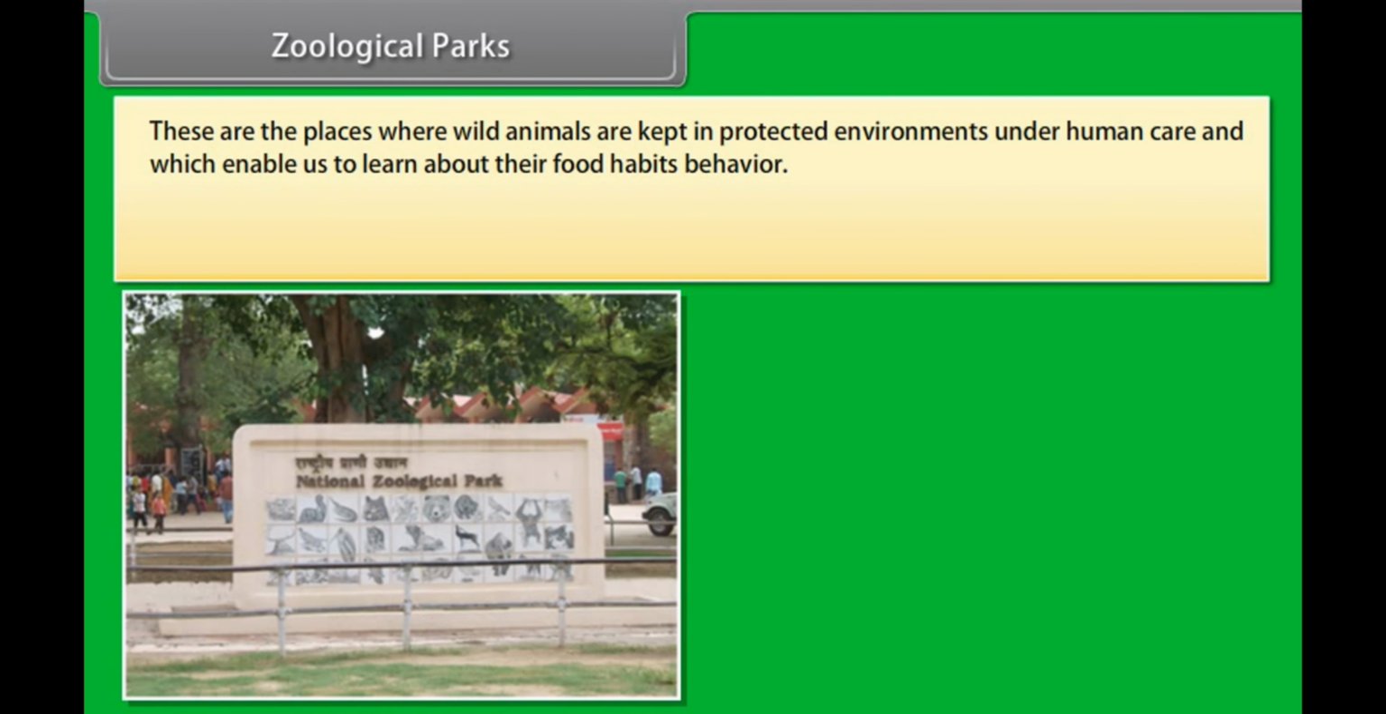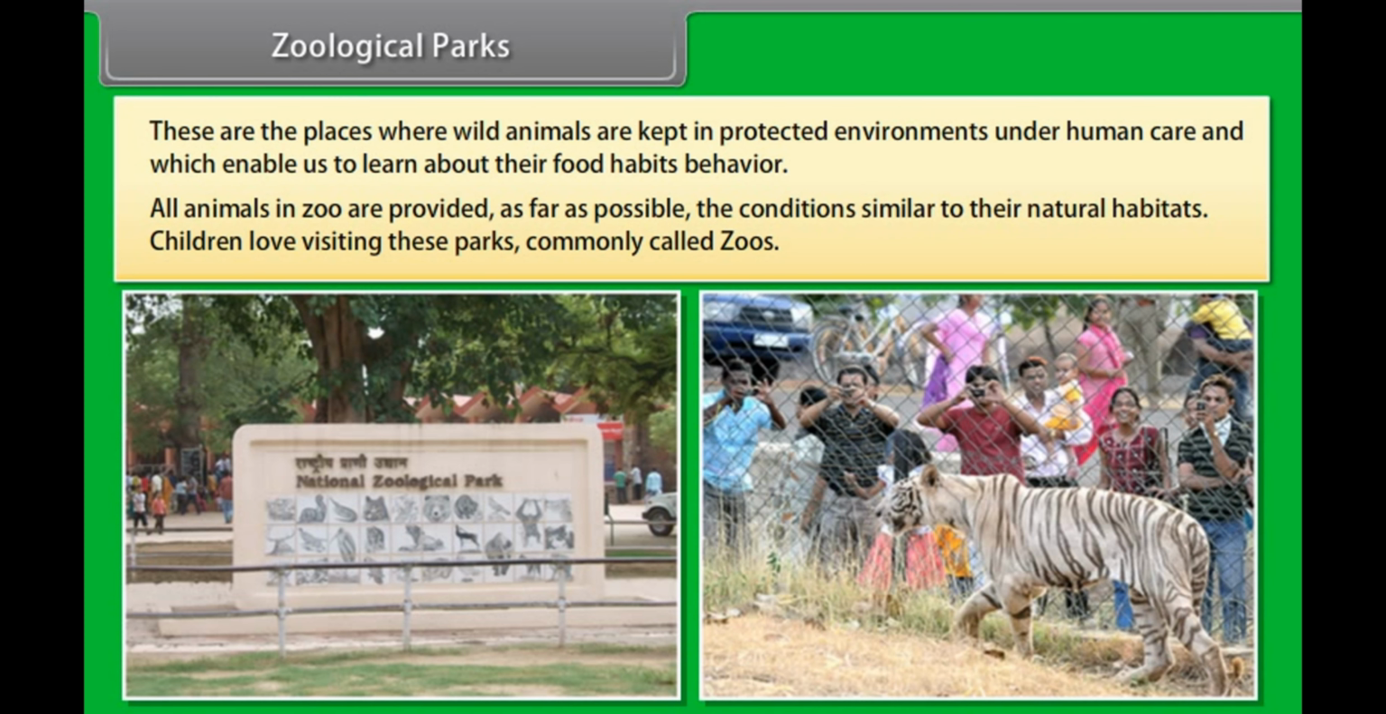Zoological park. These are the places where wild animals are kept in protected environments under human care and which enable us to learn about their food habits and behavior. All animals in zoos are provided, as far as possible, conditions similar to their natural habitats. Children love visiting these parks, commonly called zoos.